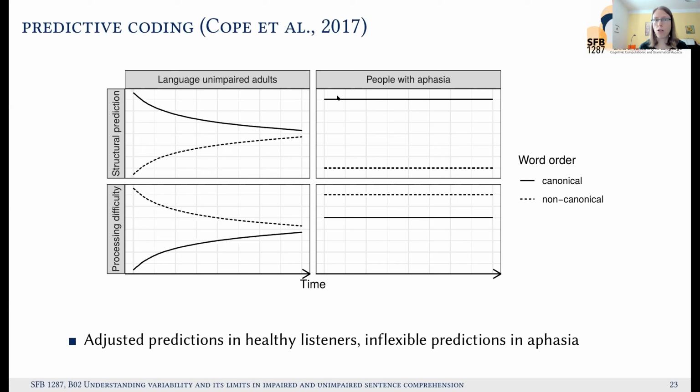People with aphasia also start with a high expectation of canonical sentences. However, they seem to have difficulties adapting or changing their expectations even after getting exposed multiple times to non-canonical sentences, and therefore also the processing difficulties for non-canonical sentences remain high.